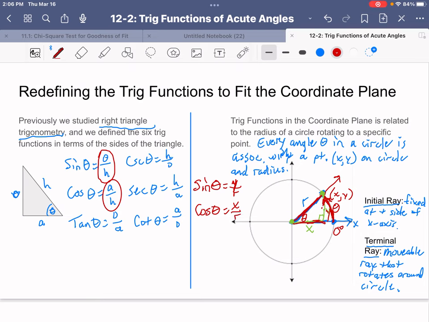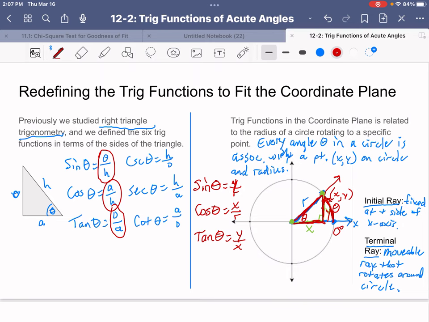But notice secretly that's still adjacent over hypotenuse. You're just not allowed to call it adjacent and hypotenuse. The adjacent side is x and the hypotenuse is radius. The tangent of an angle theta used to be opposite over adjacent if we're being triangular, but here the opposite is the y coordinate and the adjacent is the x. So we say that the tangent of an angle on a circle is its y coordinate divided by its x coordinate.